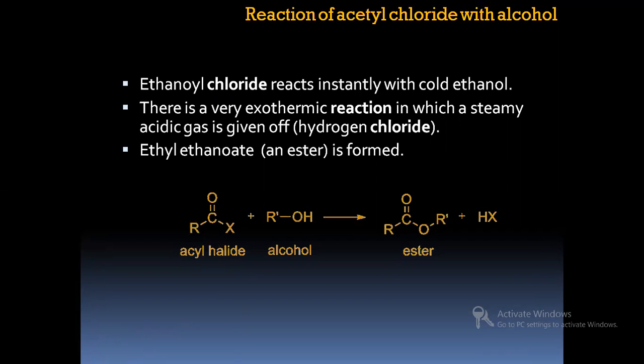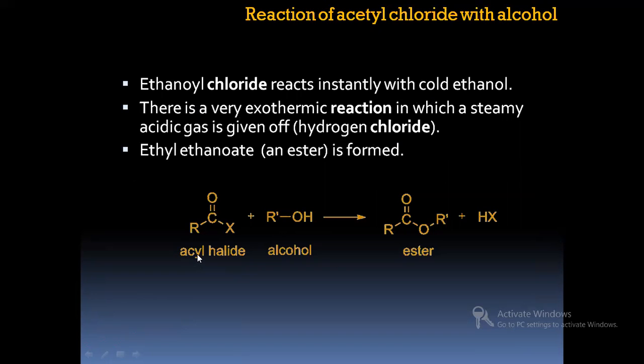So ethanoyl chloride reacts instantly with cold ethanol. Here we are not considering room temperature ethanol, we are considering cold ethanol, so that the reaction goes in an instant way. It's a very exothermic reaction in which a steamy acidic gas is given off, and this gas is nothing but hydrogen chloride. That's the reason we consider cold ethanol, because even in the presence of cold ethanol the reaction is exothermic. What if we consider room temperature ethanol? That might be highly exothermic. So in order to reduce the extremity of the reaction, we consider cold ethanol.